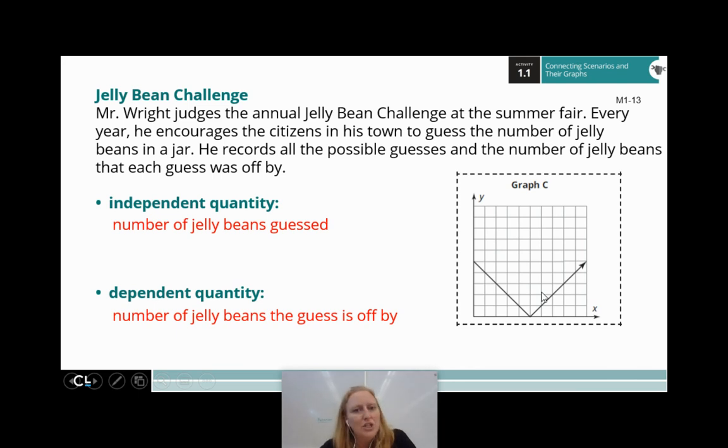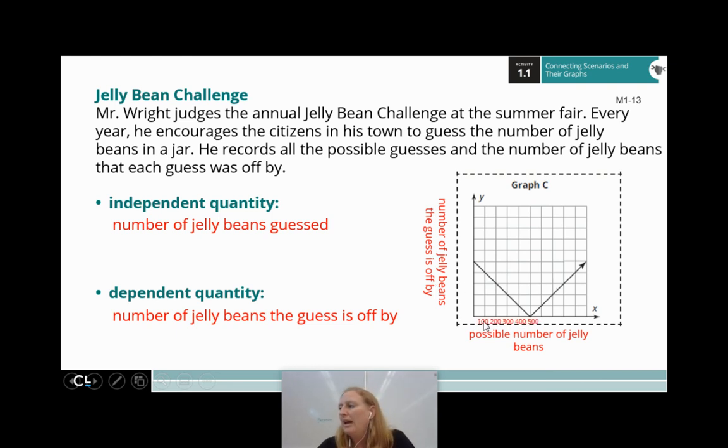Now it has this V shape. Why? Because clearly this is the number of jelly beans in the jar, isn't it? But people who guess too big are off by this much, and people who guess too small get more and more off as they go to the left. So that's why this graph looks the way it does. Our x-axis is the possible number of jelly beans, all the guesses everybody makes. And our y-axis is the number of jelly beans the guess is off by.